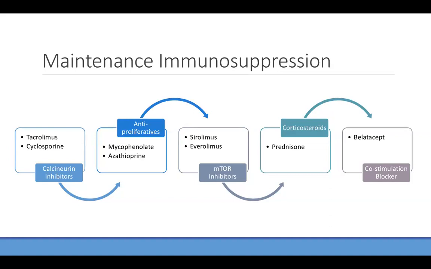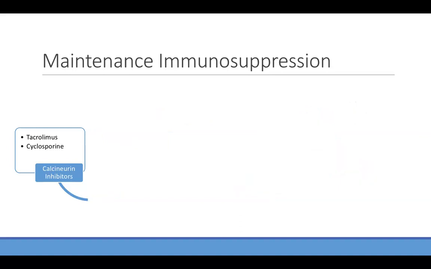Other alternative agents that we can use are mTOR inhibitors, such as sirolimus and everolimus. We always have to have our corticosteroids, such as prednisone or methylprednisolone. And then we can also consider an alternative agent, such as belatacept, our co-stimulation blocker, if we need. But really, the backbone is a CNI plus an anti-proliferative plus our corticosteroid. So first we will start with our calcineurin inhibitors, which are tacrolimus and cyclosporin.